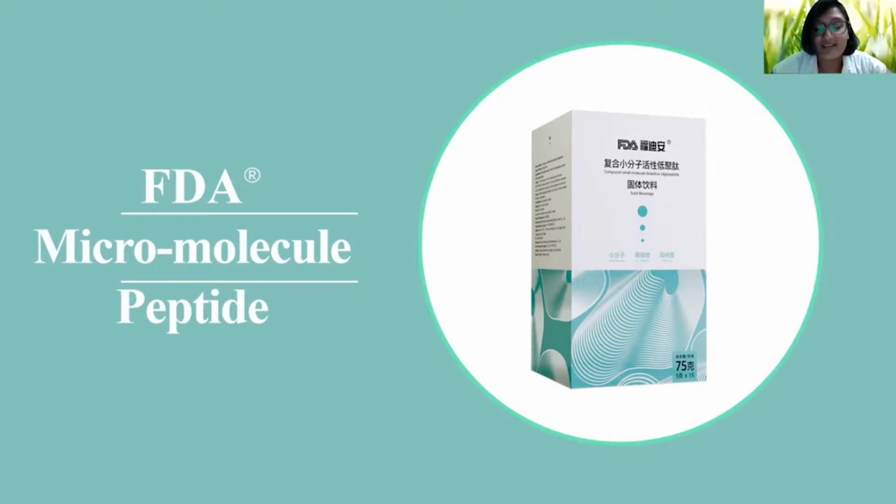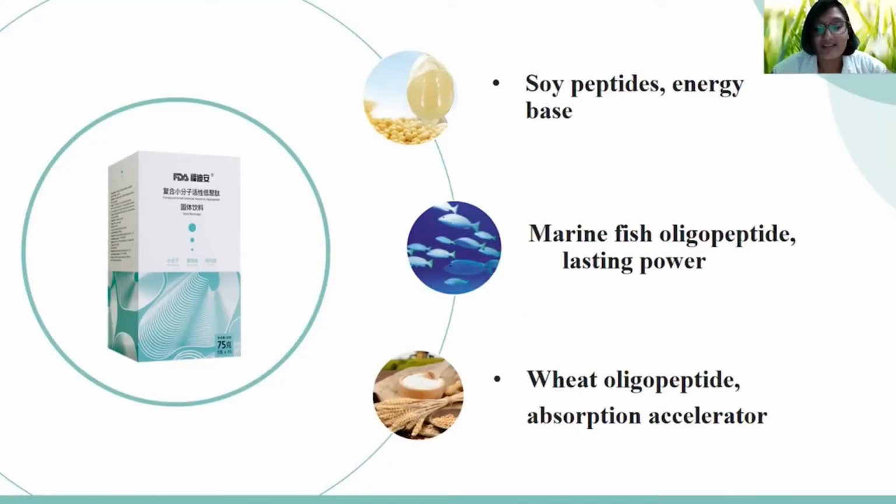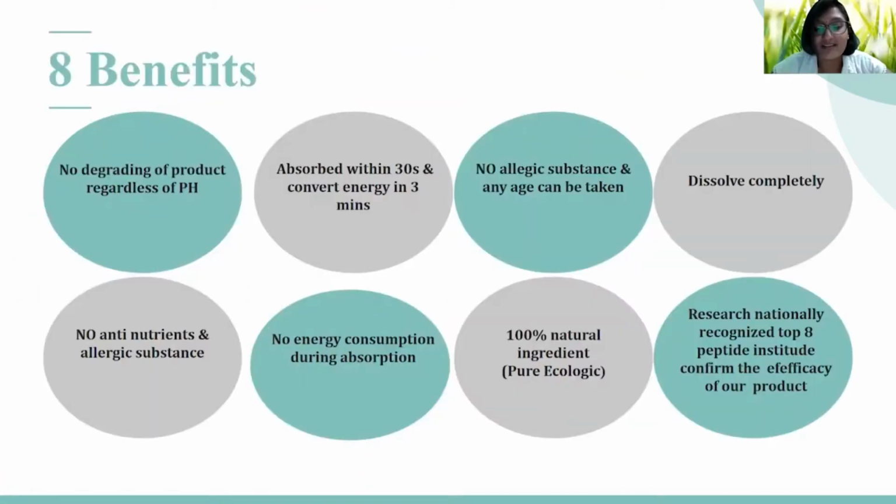So let us look at how this works. Our peptide is composed of 3 small molecule peptides. As you can see here, it is based on soy peptide, which is energy based, marine fish oligopeptide, which gives long-lasting power, and wheat oligopeptide, which helps absorption and accelerates your metabolism. The tripeptide complex has an efficacy 27 times that of ordinary products. Our product has efficacy 27 times more than ordinary products.